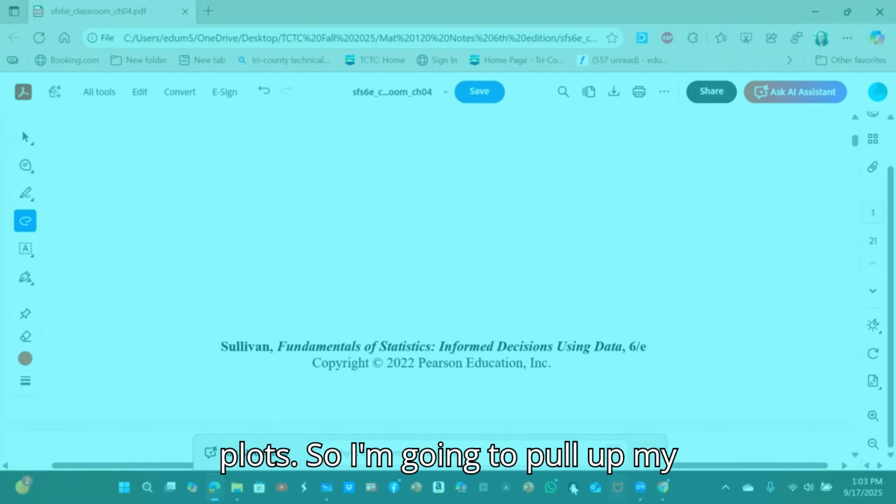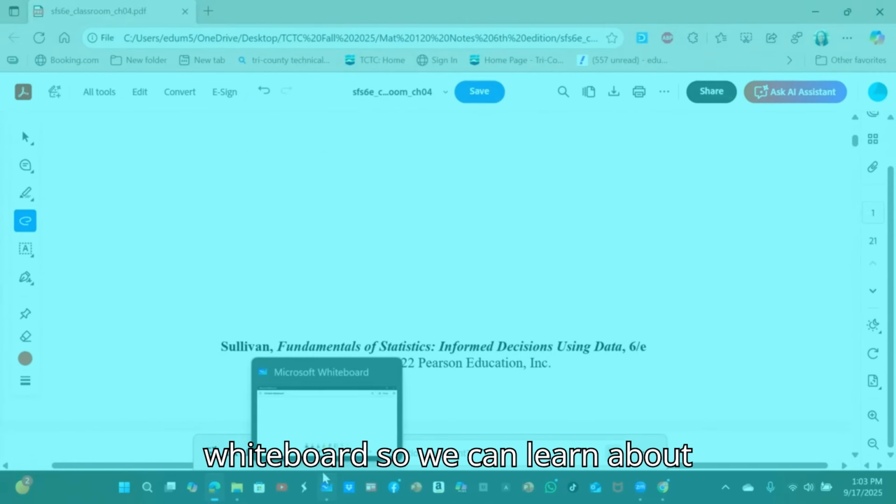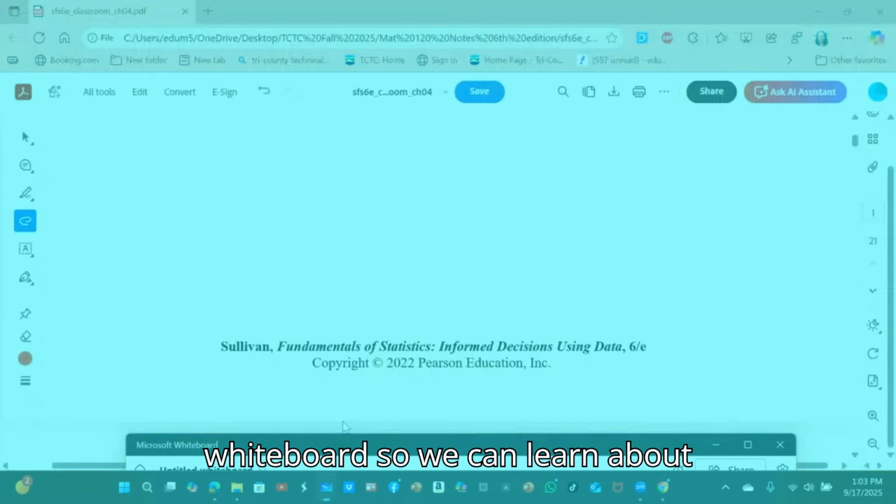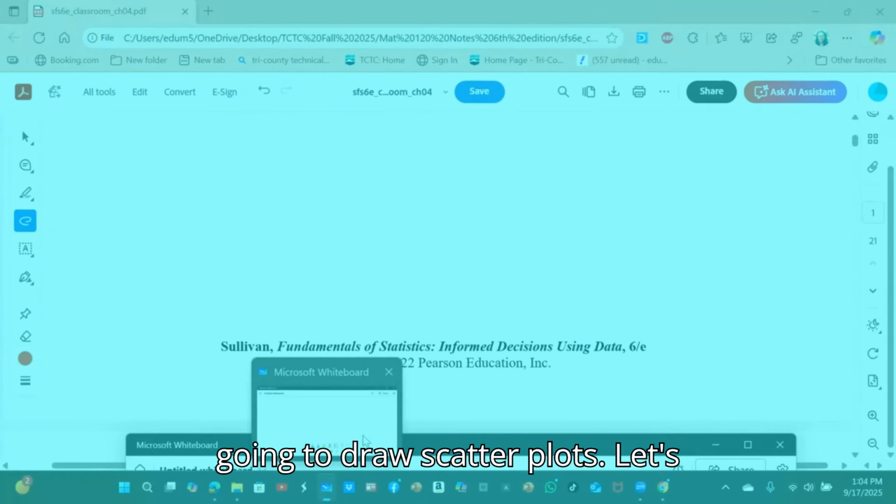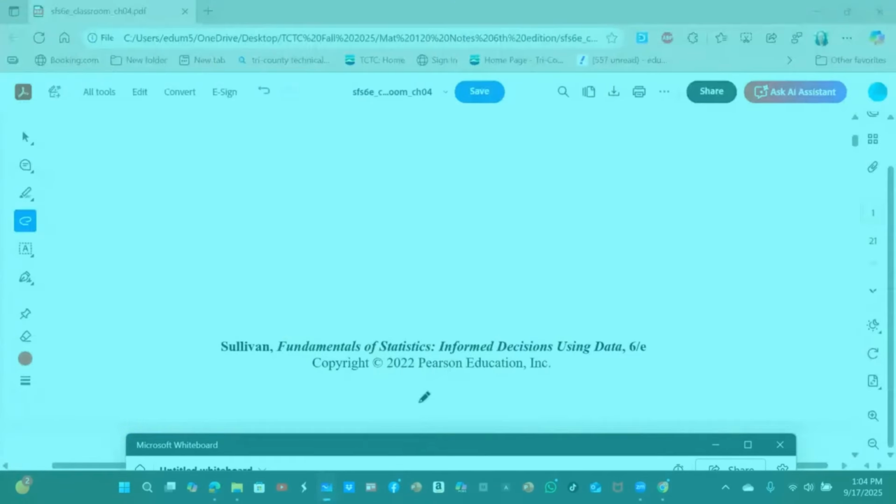So I'm going to pull up my whiteboard, and so we can learn about scatter plots. We're going to draw scatter plots.